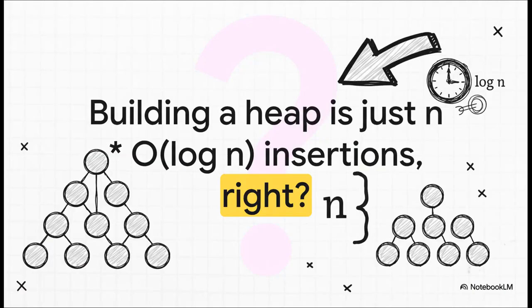Now, logically, you're probably thinking, okay, I have n items, insertion takes O(log n), so I'll just do that n times. The total time must be n times log n, right? O(n log n). And you know what? That's a totally logical, perfectly reasonable assumption, and it is completely wrong.